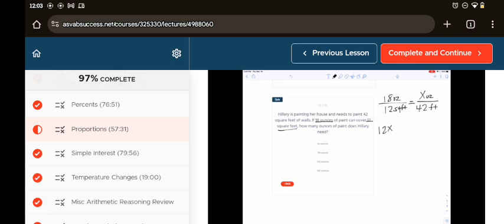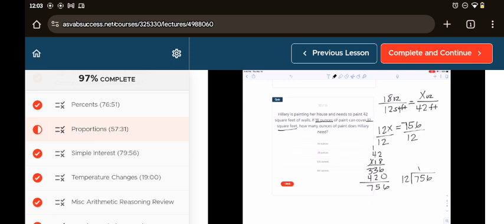12 times x, 12x. 18 times 42, I don't know, let's calculate it. 8 times 2, 16, carry the 1. 8 times 4, 32, plus 1, 33. Placeholder 0. 1 times 2 is 2. 1 times 4 is 4. Now let's add it up. 6, 5, 7. So 12x equals 756. Let's divide by 12.